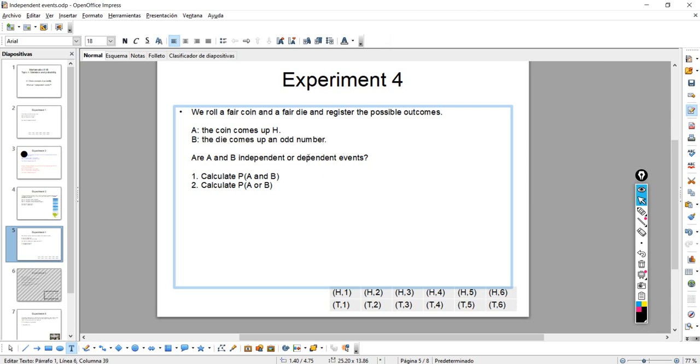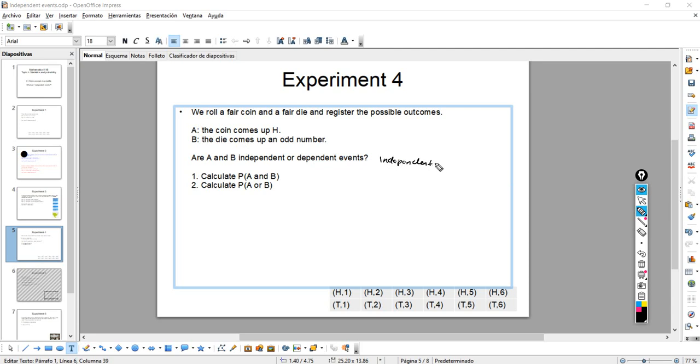Are A and B independent or dependent events? So once again, guys, there is no possible connection between event A and the event B, right? So we know that they must be independent.